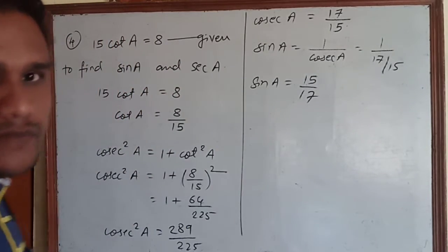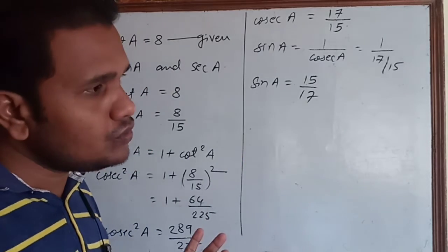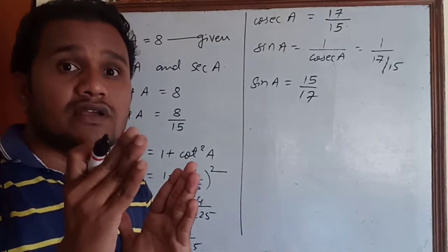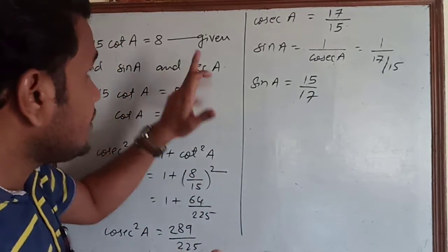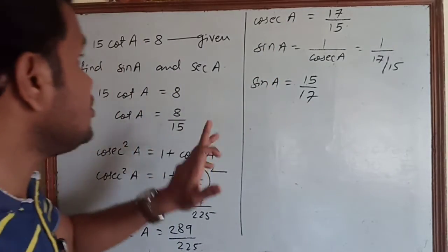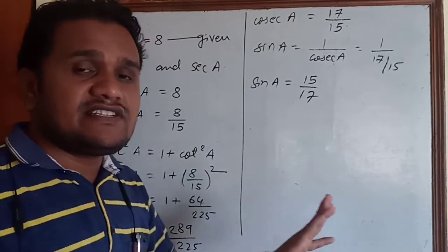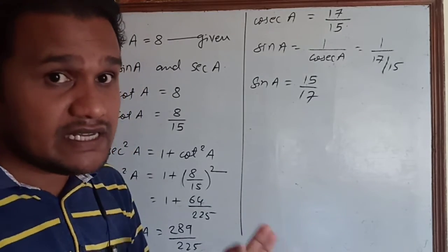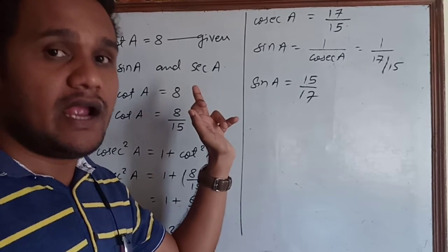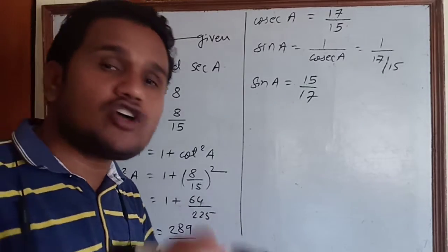The other one is sec A. Now, is there any relation between sine and sec? No, but there is a relation between cos and sec. See, you have to go in this way. You have to find sec A. The available resources are cosec A and sin A. These two don't have any relation directly with sec A, but indirectly cos is related to sec A, and cos is also related to sin A. So by using sin A, first of all we will find cos A.